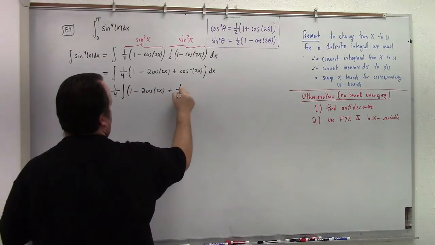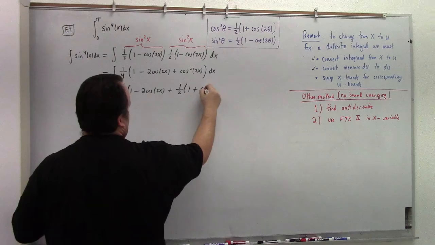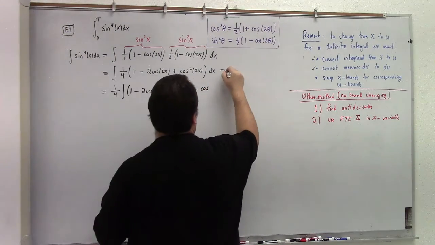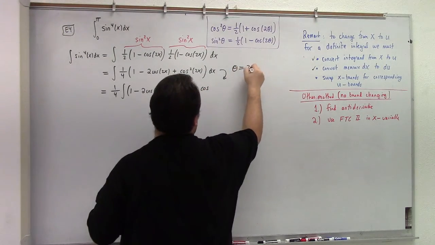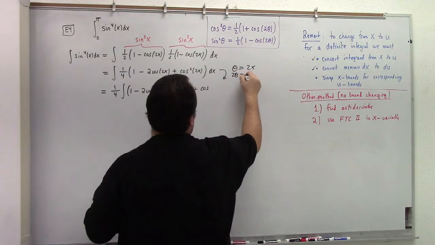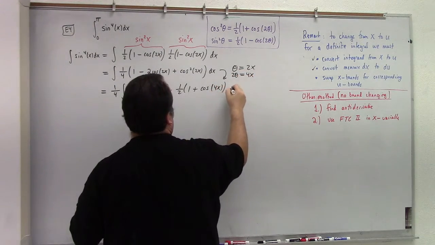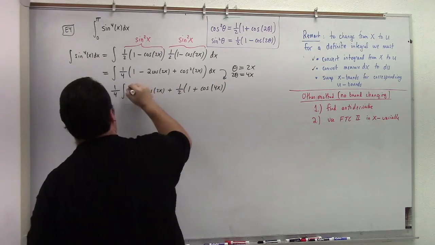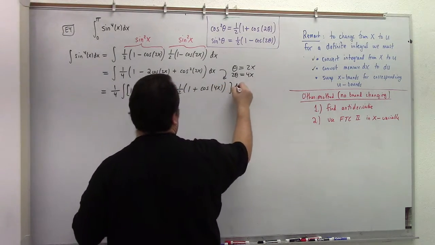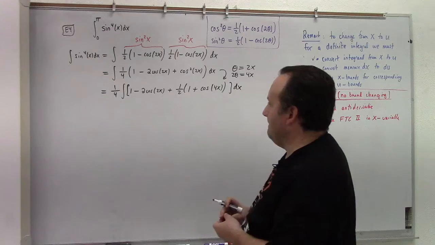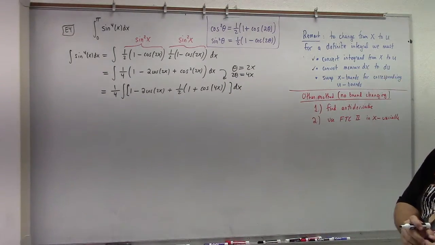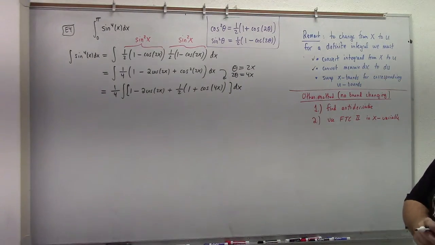Yeah, I can break it up. That's 1/2 of 1 plus the cosine here. So we're letting theta equal 2x, right? So 2 theta is 4x. Cosine of 4x. Parentheses are your friends, dx. So I'll do one more step before I actually do the integration.